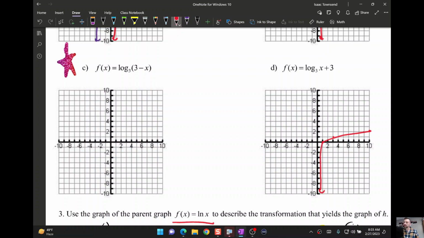Same one as from the last 2 questions, so I can just kind of steal that. I don't need to rethink about that. But now the plus 3 is not directly to x, it's to the parent function, log base 3 of x, so that shifts it up 3. So it should look like that.